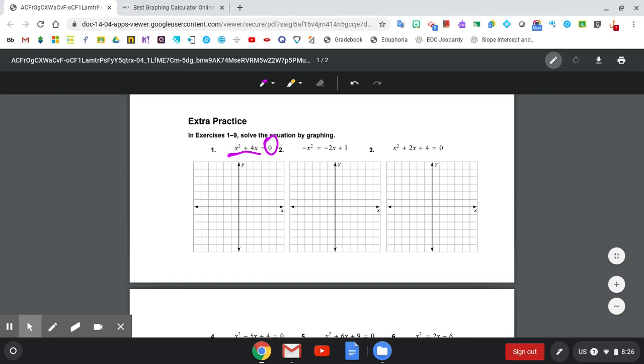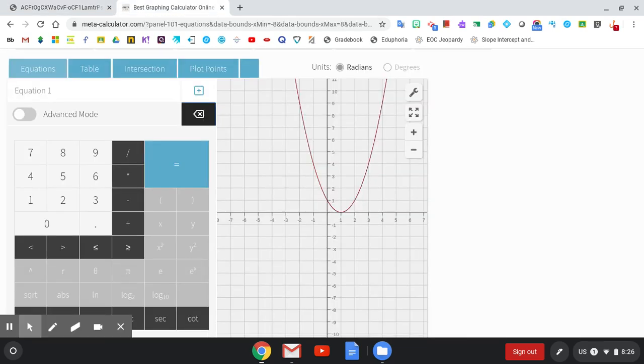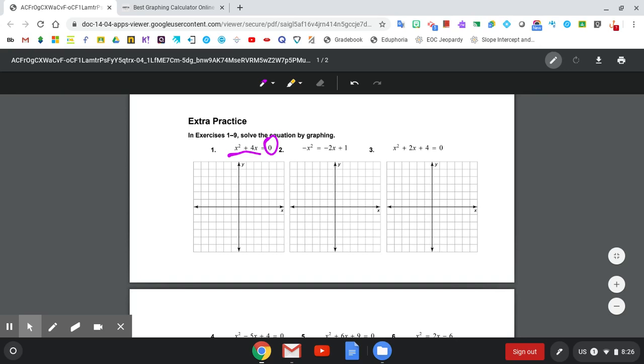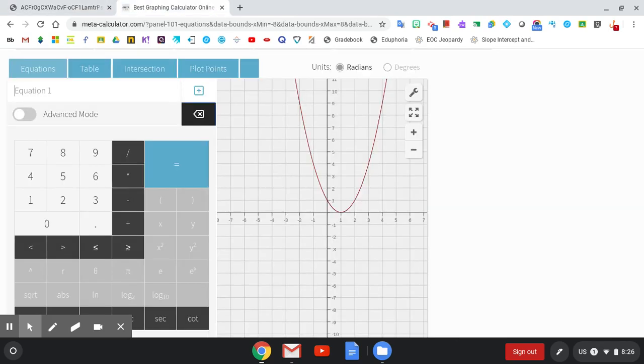So I have linked the calculator that I'm using on the notes and on Google Classroom, so you'll have it. It looks a little different than our TI calculator, but since I'm using the Chromebook, I couldn't get the TI one to download, but it's close enough. Let me go make sure I know what equation I'm using. So x squared plus 4x. So I'm going to go over here and do my x squared plus my 4x. I'm going to hit enter, and it's going to graph it for me.